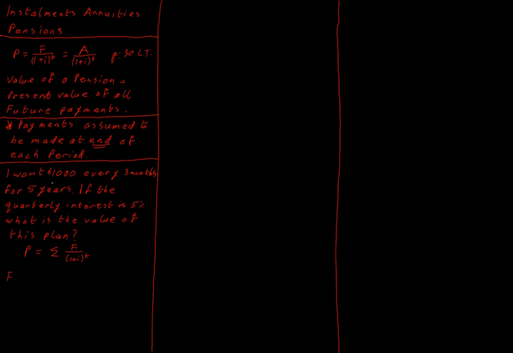So from the English of this question, each one of our payments, our F's or our A's, depending on which letter you go for, is going to be €1,000. And our quarterly interest rate, I'm going to go IQ just to give it a label, is going to be 5%, which is our 5/100 that we always write in explicitly.